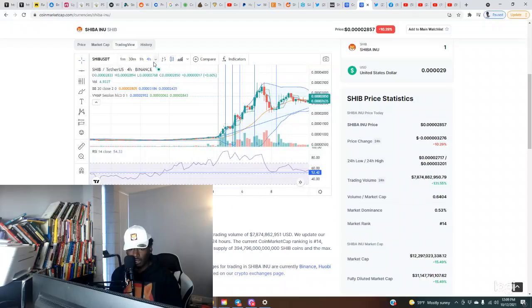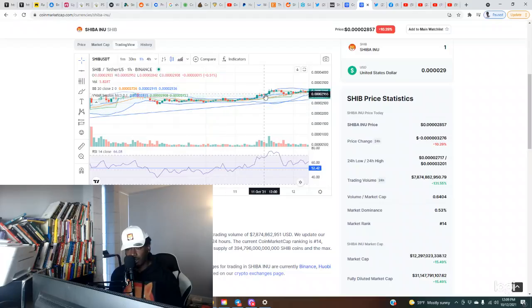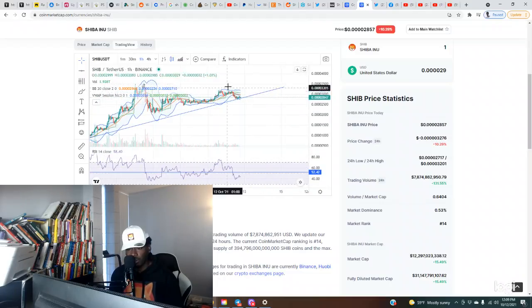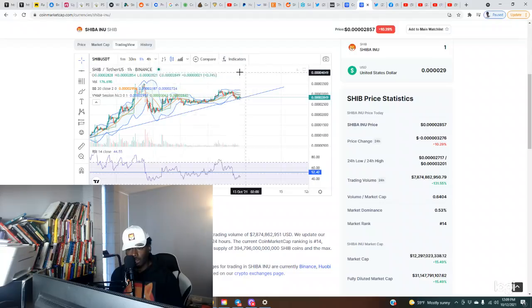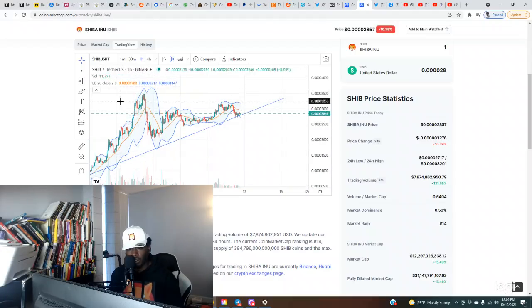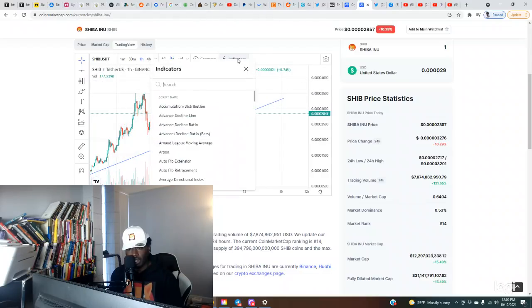So let me take it off and I'll reset it on the 1 hour. The 1 hour is a little easier to look at. Let's take these indicators off and then add them one by one so y'all can see. We'll start off with the Bollinger Band. I want to show y'all where to find them at first. So you go to indicators and click on your Bollinger Band.